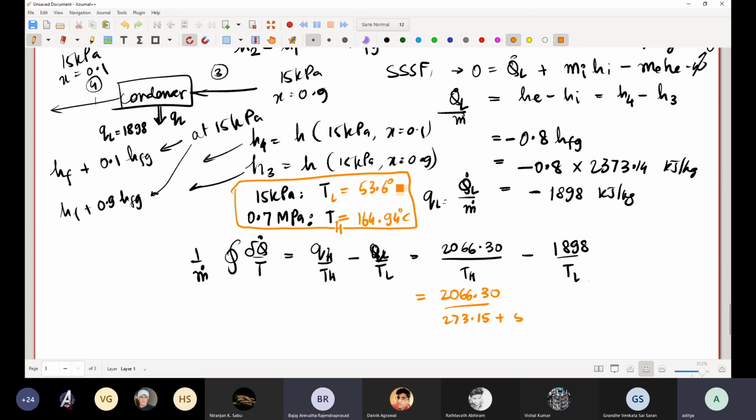0.6. You're using EES, right? Yes, sir. Because in the table the values are slightly off. Anyway, so TH is 164.94. But remember, when we are using such expressions, we must use temperature in Kelvin. So this is gonna be 1898 over TL. So TL is 53.6 plus 273.15. So what is the final answer? What do you get over here? I think you will get something like minus 1.0 something kilojoule per kg Kelvin. The unit is kilojoule per kg Kelvin.